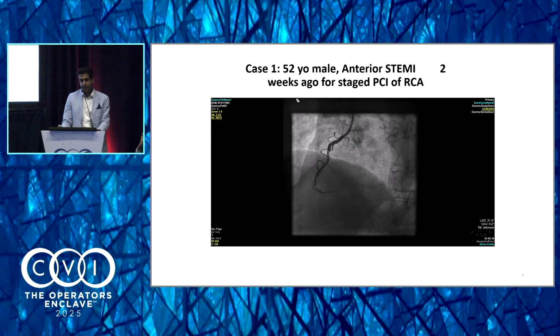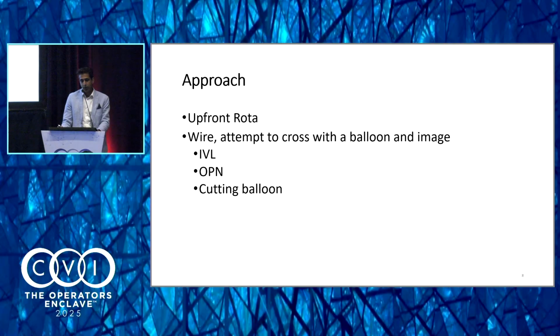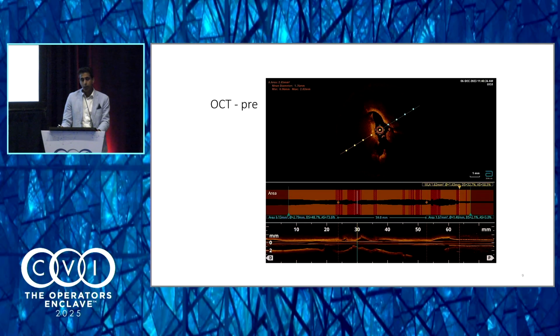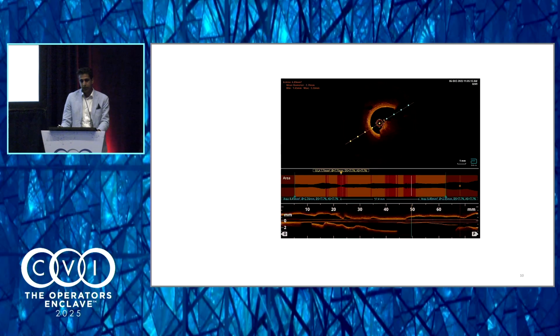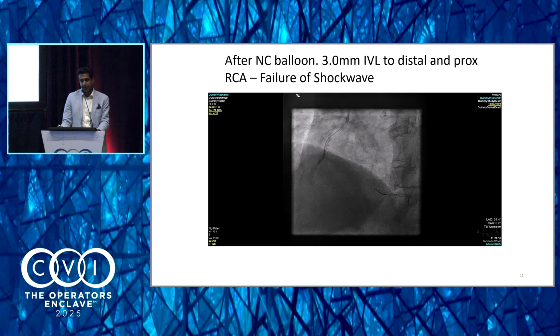So I'm going to go to a case. This is a heavily calcified RCA, and the patient had an anterior STEMI previously, and the question is, what would you do? Many people would rotor this up front, but our approach was to wire this and image. And what we found was nodule after nodule, as you can see here. We tried an NC balloon. It would not expand. We tried a 3.0 IVL, both distally and proximal. And you can see the IVL is not expanding, despite all 120 pulses.